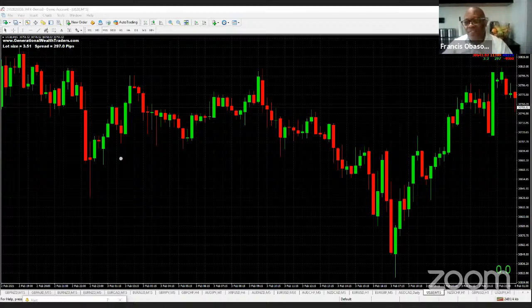I started off as a stock trader, and I suppose that's perhaps why I'm used to the terminology points. So we're going to be showing today how to actually work out the difference in pips and points.